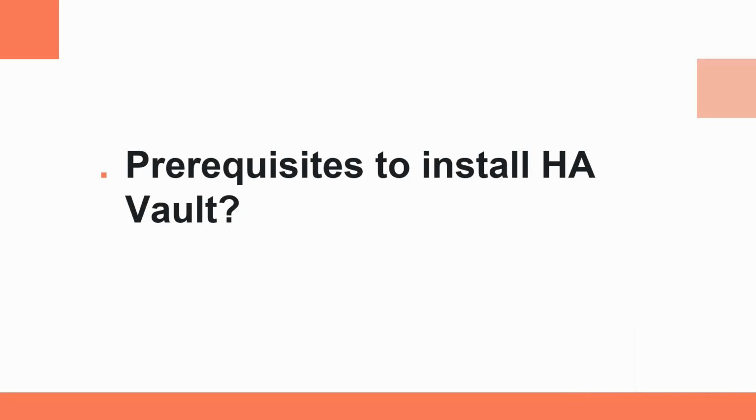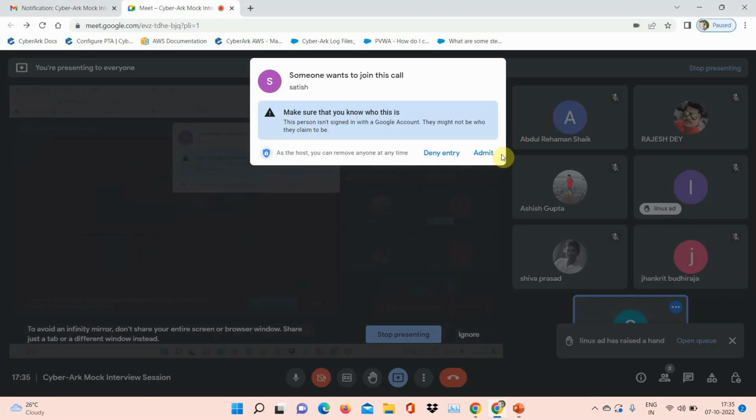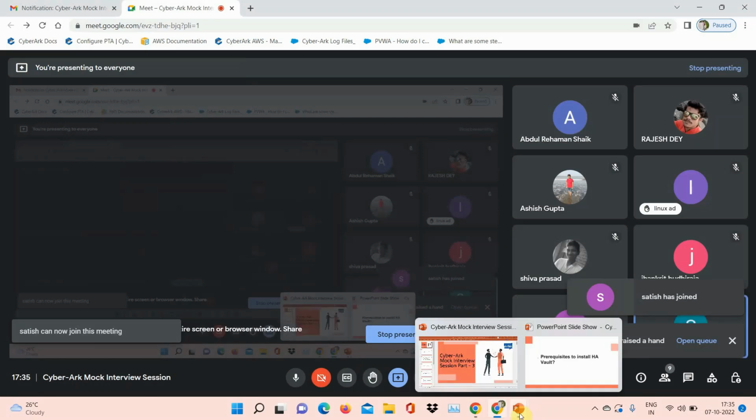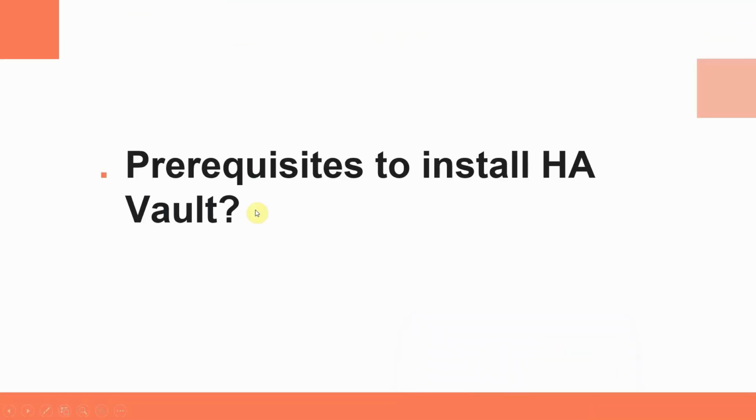But in the HA, you have extra requirements. You need to have your SAN drive, storage area network. You need to have your quorum disk. Then you need two IPs for each node: a public IP and a private IP for your active node, and another public IP and private IP for the other node. So you need to have the 4 IPs and an extra virtual IP also. These are the main requirements to install an HA Vault.